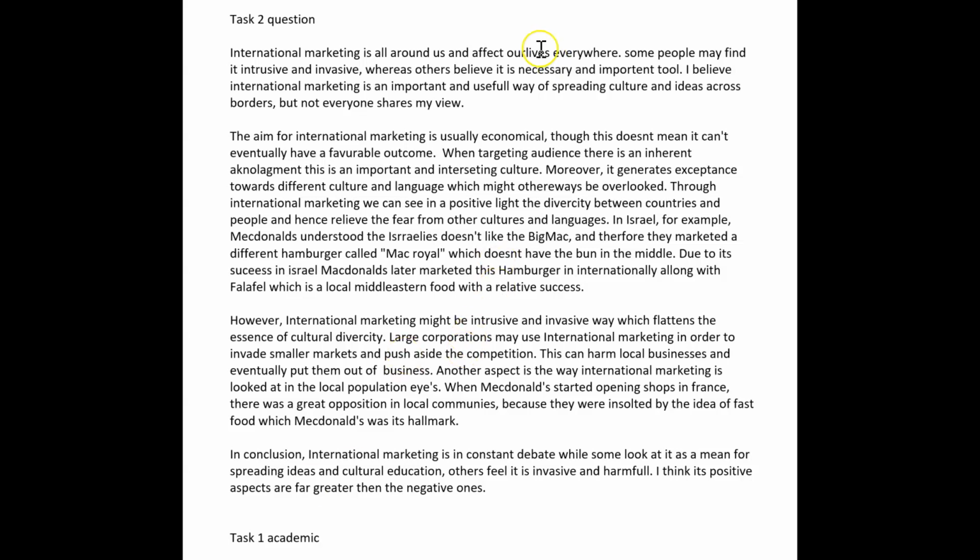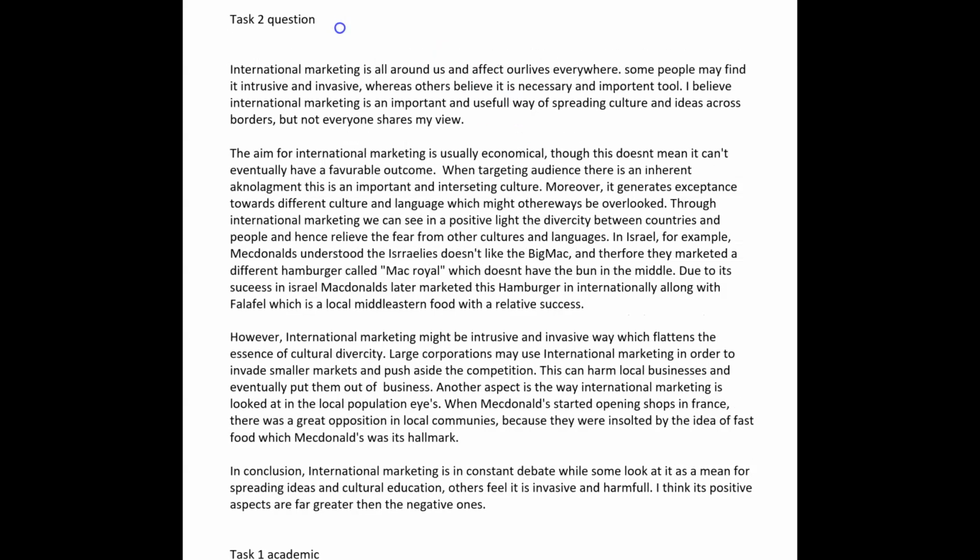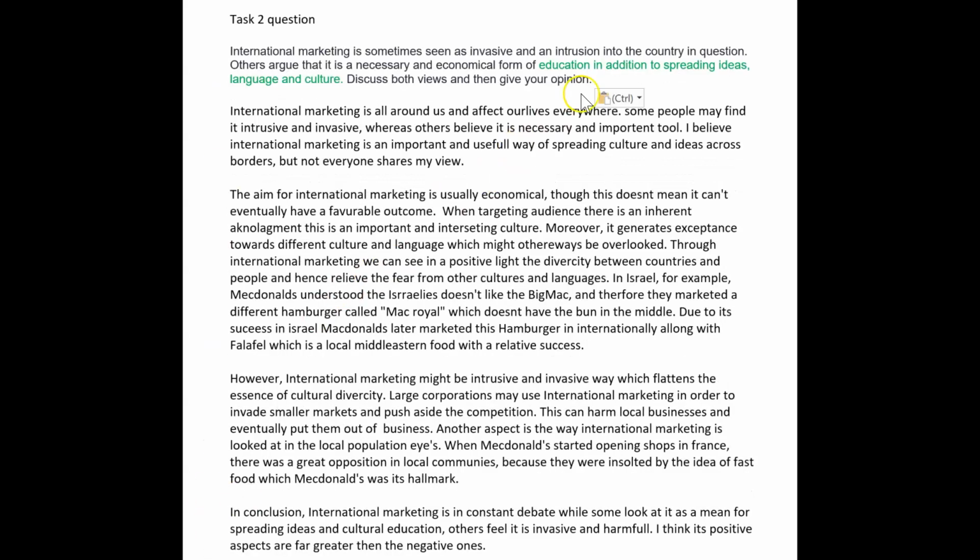This one, we need the title here actually. It's because it's an interesting title. Let me just try and find the title. Okay, so international marketing is sometimes seen as invasive and an intrusion. So we need to show the examiner we understand those words. Others argue it's a necessary and economical form of education.